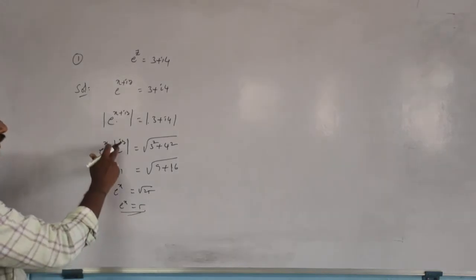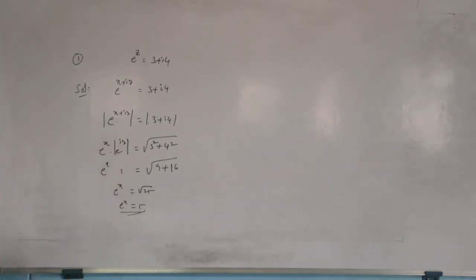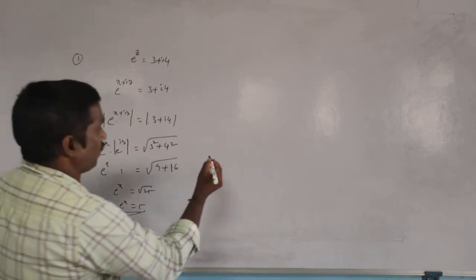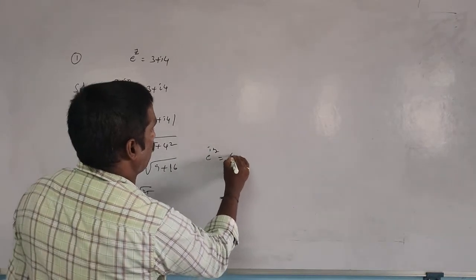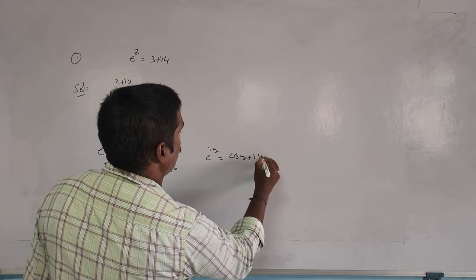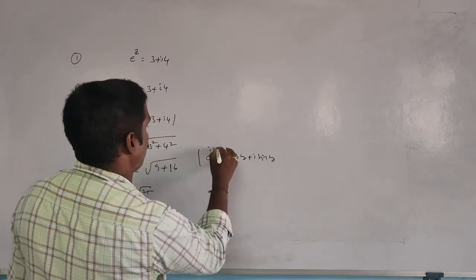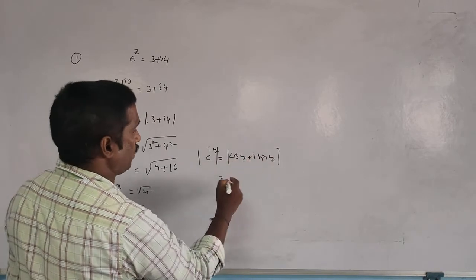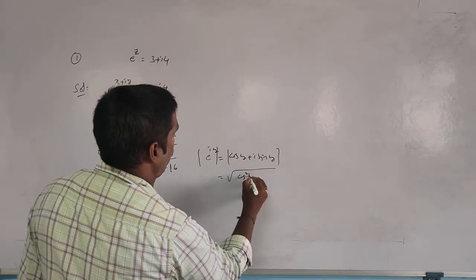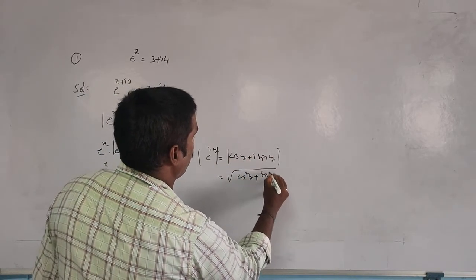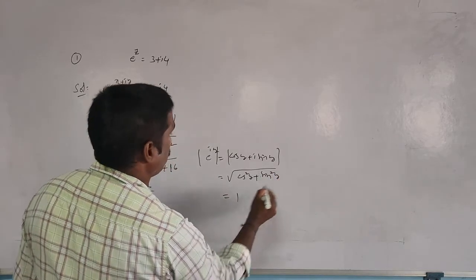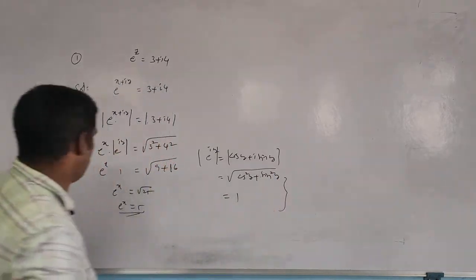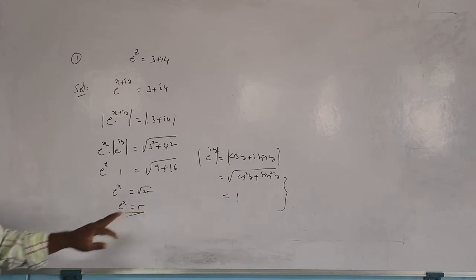Here e^(iy) means cos y plus i sin y. Taking mod on both sides, the modulus of cos y plus i sin y means square root of cos square y plus sin square y, that equals 1. So this gives the e^x equals 5 value.